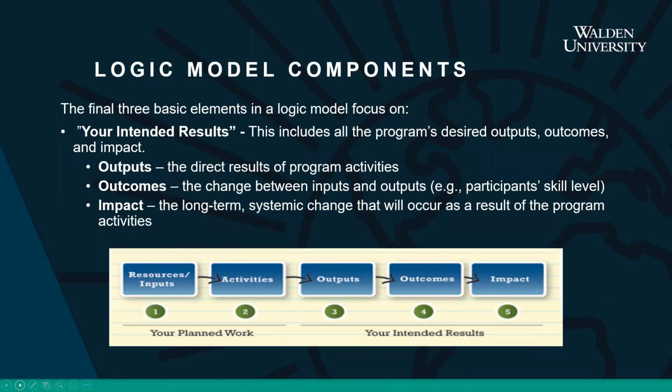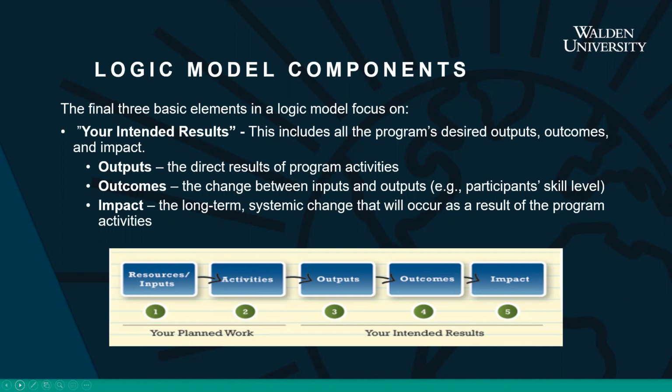So your intended results, this includes the program's desired outputs, outcomes, and impact. Now, remember, just like a dissertation or a doc study, a program and a program evaluation starts with a problem. So this program or initiative has been put in place to address an identified problem that either your organization or company is having. And obviously with any program or initiative, you have certain outcomes or goals that you're wanting to reach based on all the work that you're doing, all the resources that you're inputting into the program.